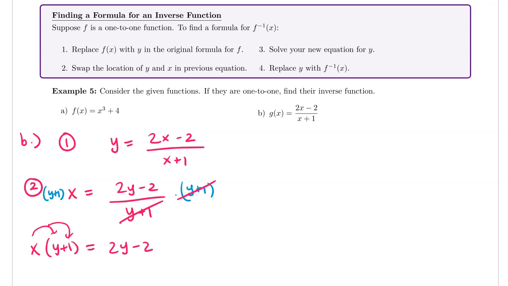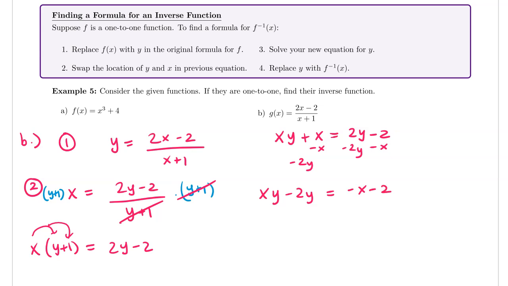If we do that, we get xy plus x is equal to 2y minus 2. I want to get all the y terms on one side, so I'm going to subtract x from both sides. And then I'm going to also subtract 2y from both sides. So that's going to give me xy minus 2y is equal to negative x minus 2.